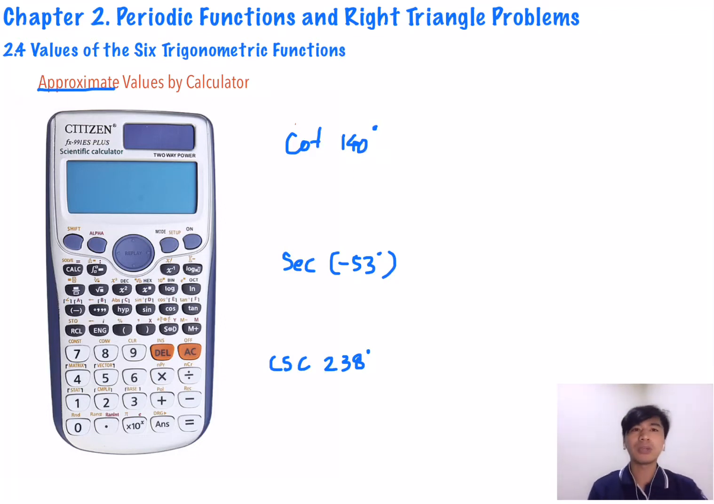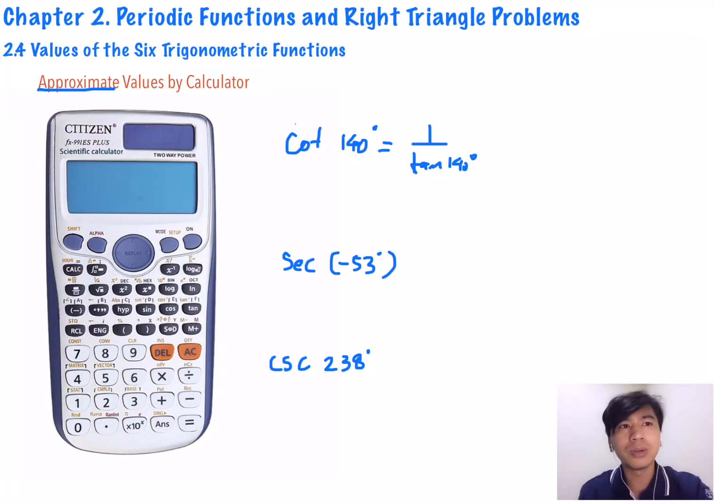For the approximate value you can use a calculator, and on your calculator you only have sine, cosine, and tangent. So if you have questions like cotangent of 140 degrees, you'll never find it on your calculator, unless you have a different calculator. Most calculators will not have cotangent. So you need to define it again: cotangent of 140 degrees will be 1 over tangent of 140 degrees.